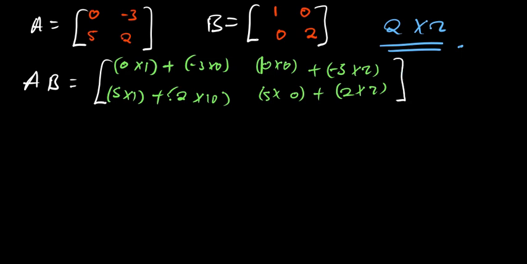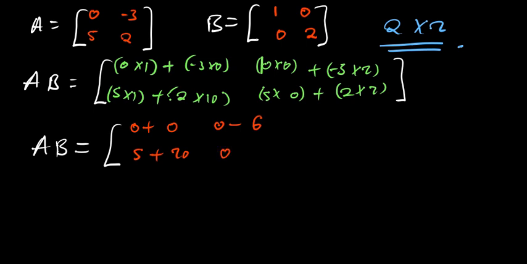like that. So A times B is going to be, now if I do 0 times this, I'll end up having 0 plus, that is going to give me 0. Negative 3 times 0 is 0. Then here it's also 0, then plus is going to give me negative 6, so it's the same as minus 6. Here is going to be 5 plus 20, then here is going to be 0, 5 times 0 is 0, then plus 4, 2 times 2 is 4.